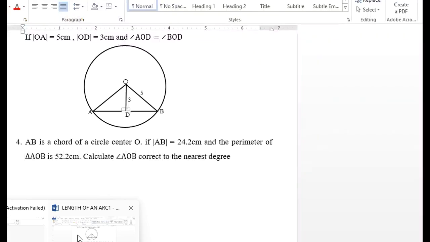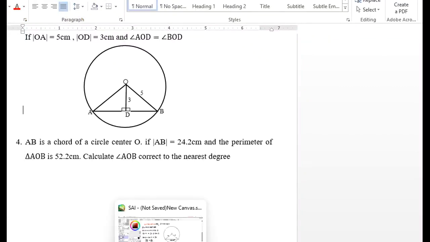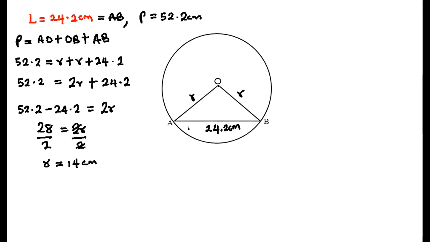Now don't forget what you're asked to find. You're asked to calculate the angle AOB. So where is AOB? They mean this angle here, everything here is what we are asked to find. So let's call it theta. We have to find everything here. So how then can we solve for this?